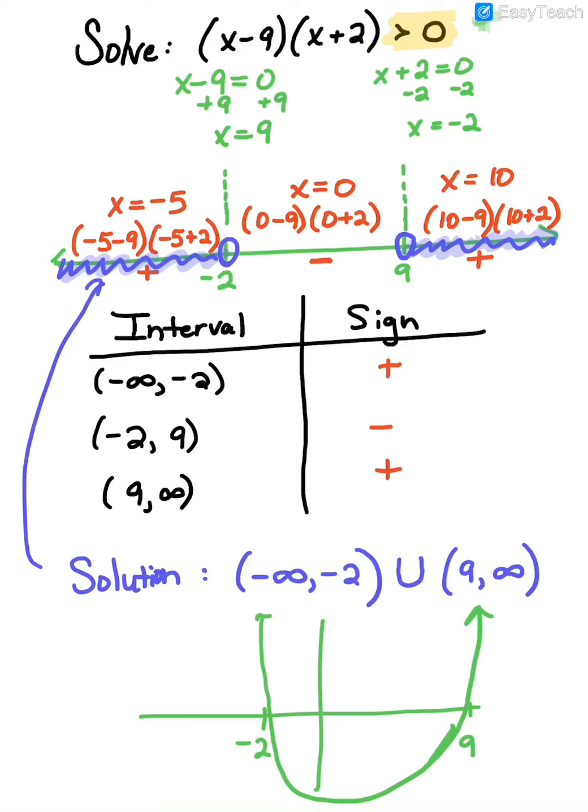And so when we're asking where is that quadratic greater than 0, that's just another way of asking where are the pieces of the graph above the x-axis. And so you'll notice that they are above the x-axis to the left of -2, which matches what we shaded on the original graph, and that we're above the x-axis to the right of 9. So you can also think of it in terms of the graph.